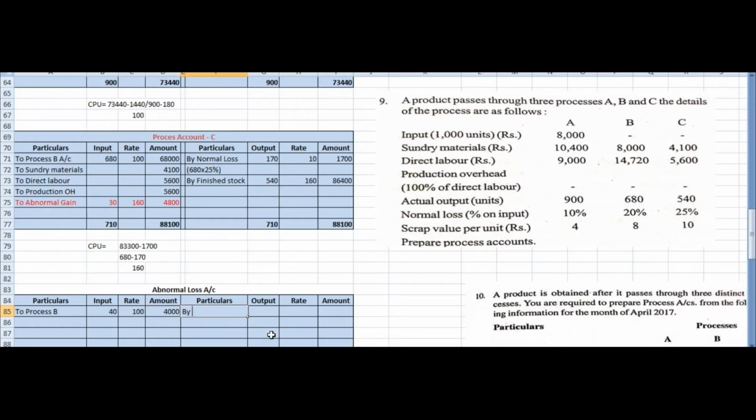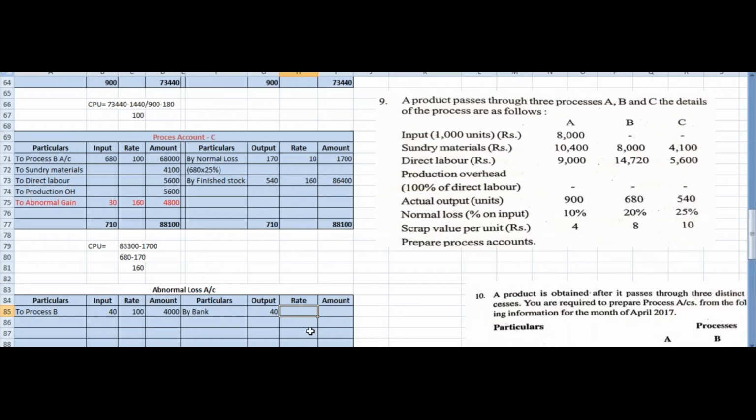Now anyone tell me what I have to write here on this side? By bank. Right? So for units how much? Keep the same, 40 units. So tell me what rate I have to take. I think I said 8 rupees.